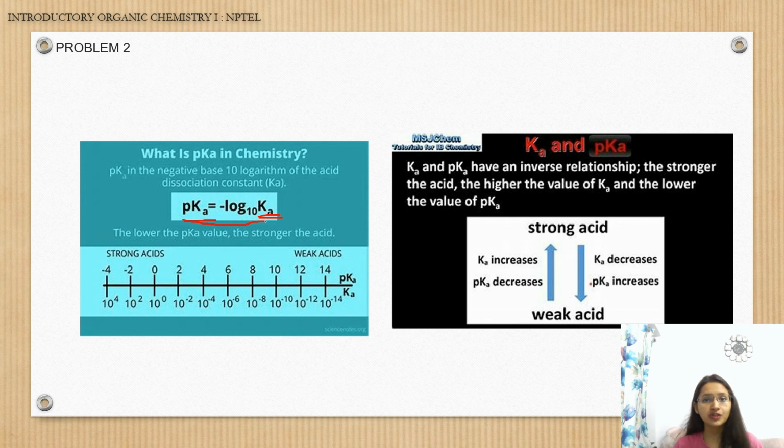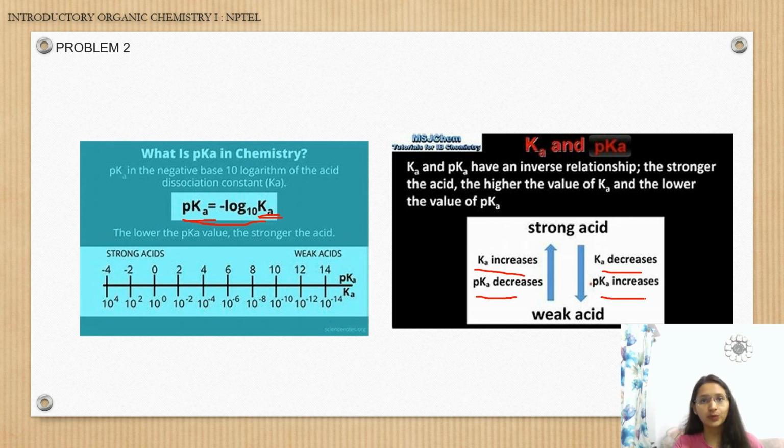So what do you mean by inverse relationship? The stronger the acid, the higher the value of Ka and the lower the value of pKa. That is what you need to know. pKa will decrease, Ka will increase. If pKa increases, Ka decreases. So for a strong acid, Ka is high but pKa is low. But for a weak acid, pKa is high and Ka is low.